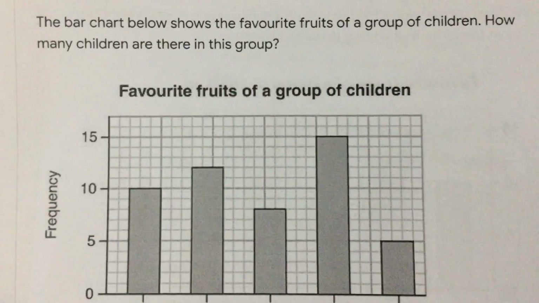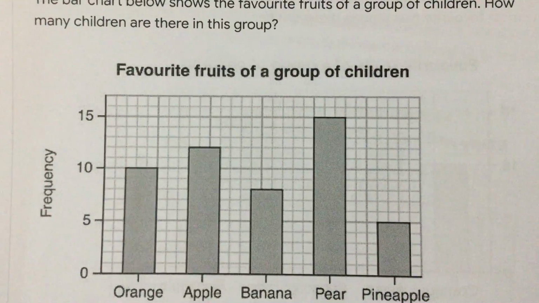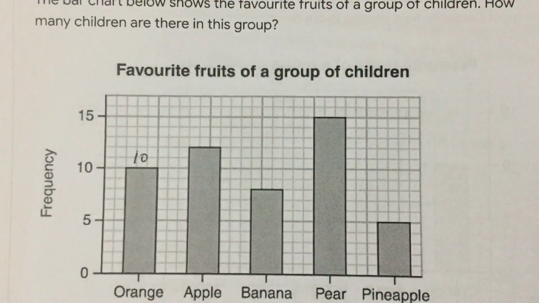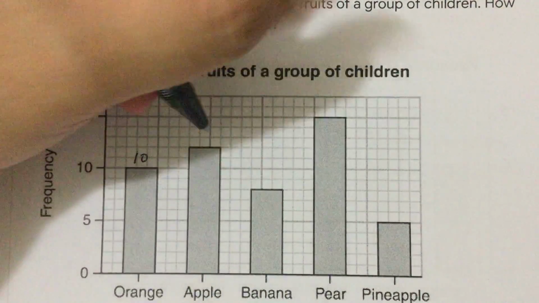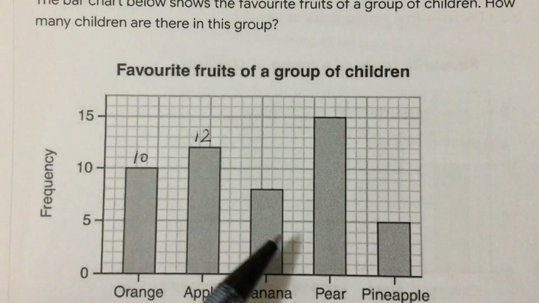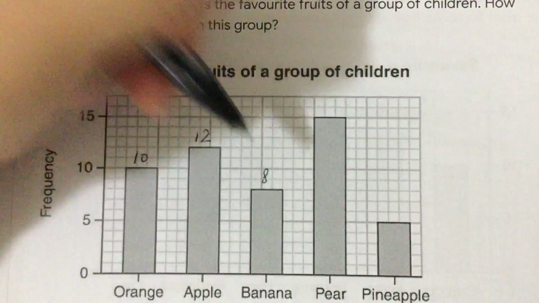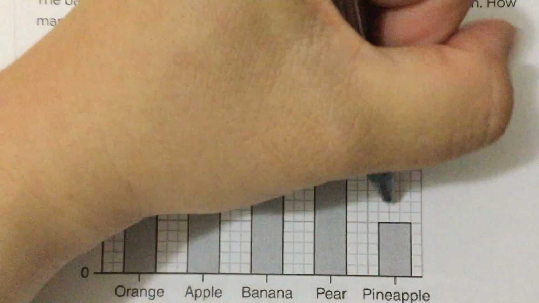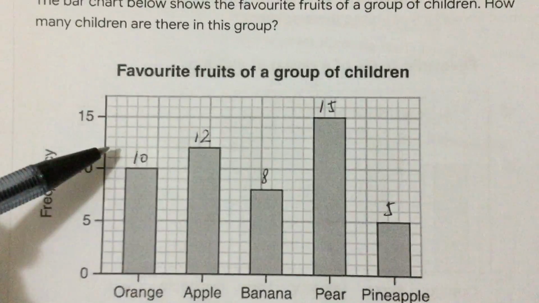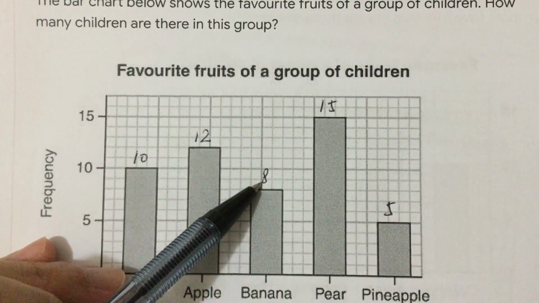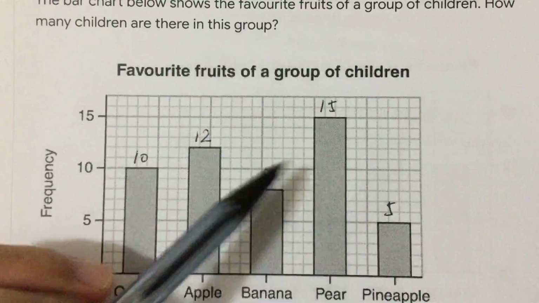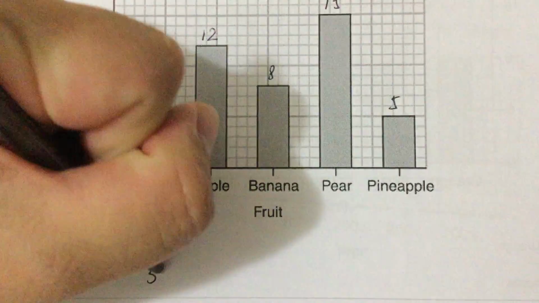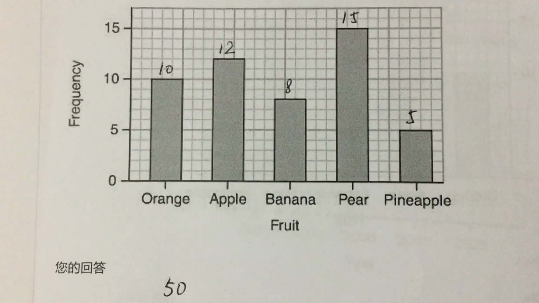Next, we will also have a question. Once again, we will count how many children there are. This time we will just look at the numbers. You will see orange here is 10, so this is 10 students. This one is 12 students. And this one is 8 students. And this one is 15. This one is 5. So count it one by one. 12 plus 8 is 20. 15 plus 5 is 20. So 20 plus 20 is 40. 40 plus 10 is 50. So the answer is 50. Okay, so we can solve the problem easily.